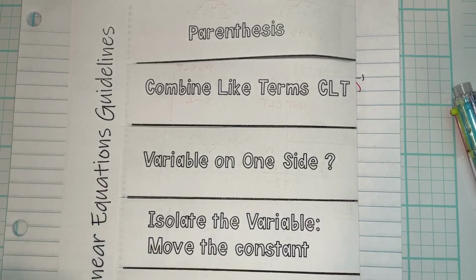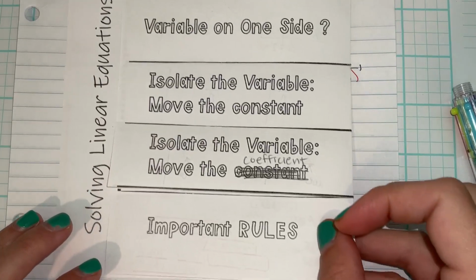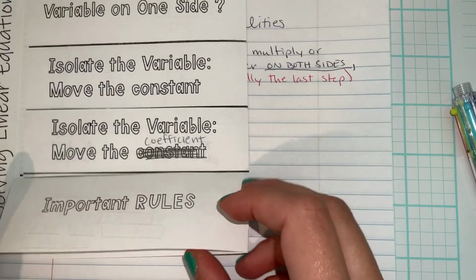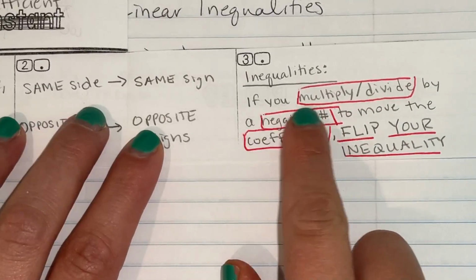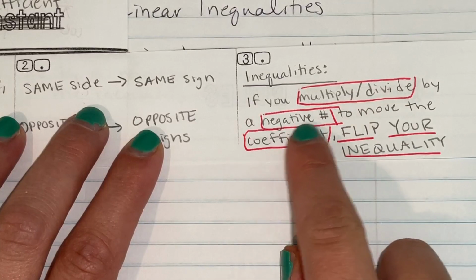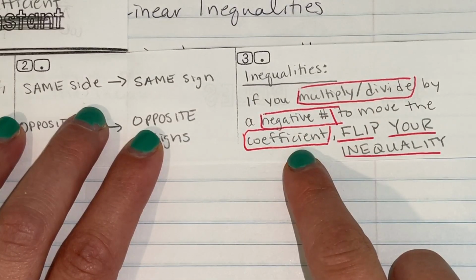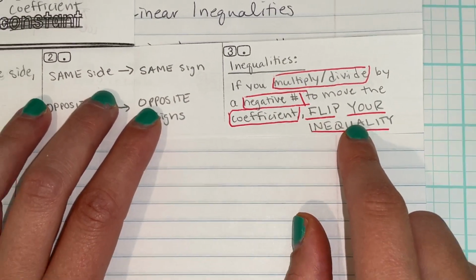Hello, welcome back. There is no foldable this time, but we should go back to this foldable at the very beginning of this unit because we are going to fill out that last important rule. That last important rule is if you multiply or divide by a negative number to move the coefficient, you're going to flip your inequality. All right?